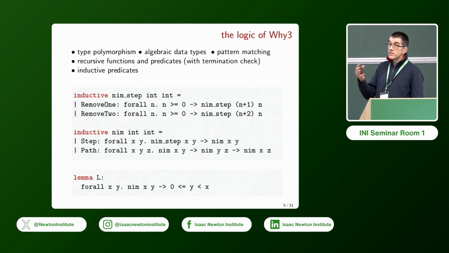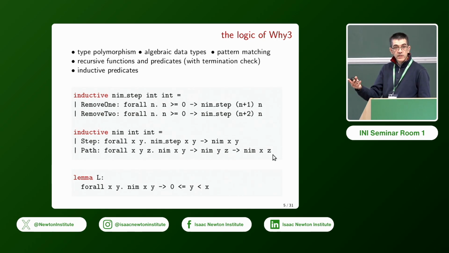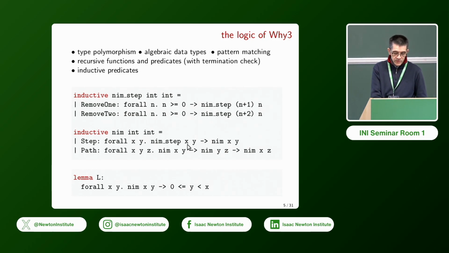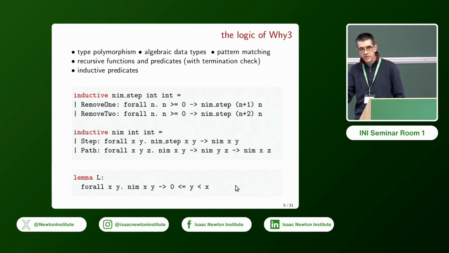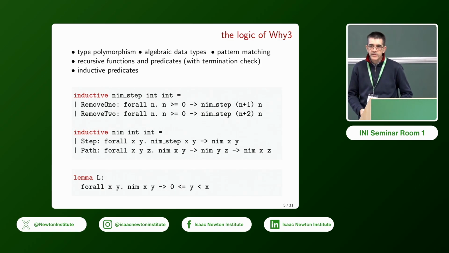Okay, this is the transitive closure of the first one. It has a step constructor here, saying that if you are in the step relation, then you are in the reachability relation, and then you have this transitivity case on the second line. Okay, and again you can state things about such predicates. So for instance, in this case, you could state that whenever you are in the relation, then you are strictly decreasing while staying non-negative. Okay.